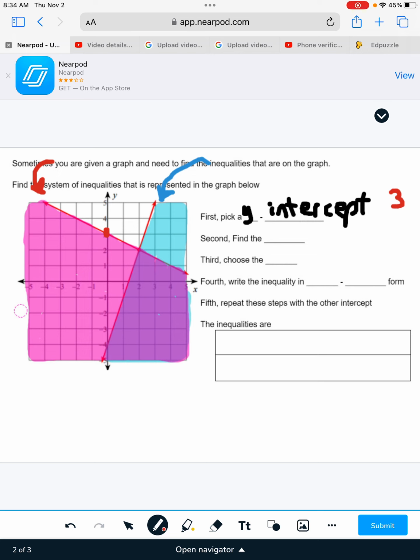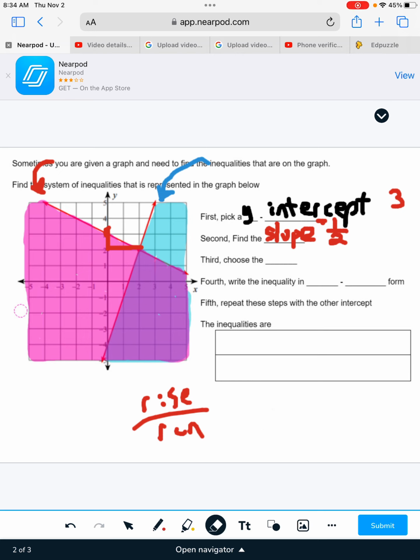Second, my goal is to find the slope. The slope, again, is rise over run. So from this point, I go down 1, over to the right 2. My rise being down 1 means that it is a negative 1. Over to the right 2 means that it is 2. So my slope is negative 1/2.